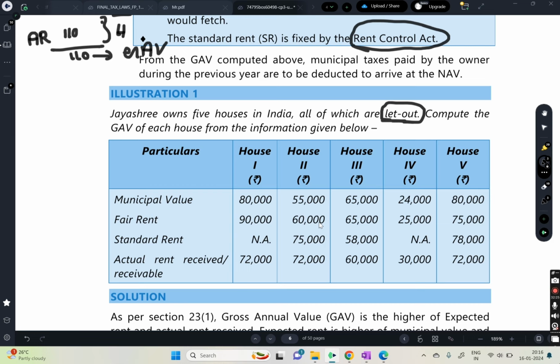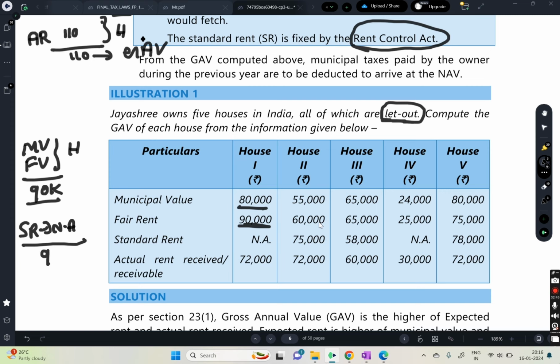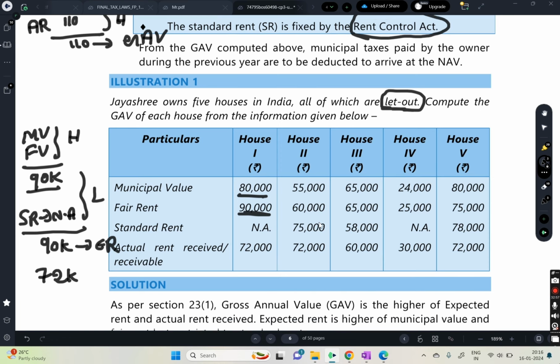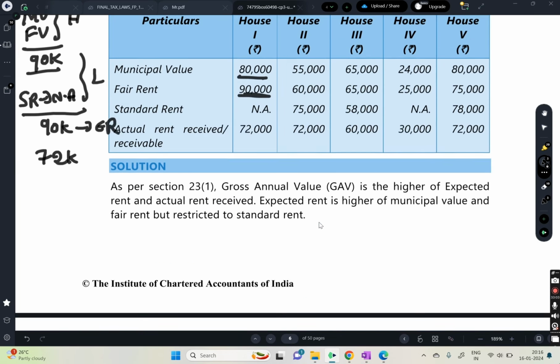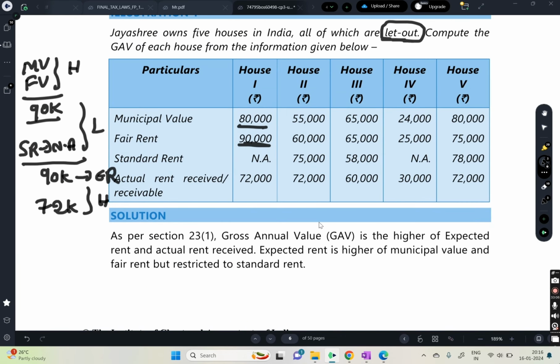So what is our thing? Municipal value or fair value, whichever is higher: high, low, high. So here 80,000 and 90,000, whichever is higher, 90,000 is higher. Then compare with the standard rent. Here standard rent is not applicable, so we will take the same 90,000. We have to take whichever is lower, but as standard rent is not applicable, we take the same 90,000, which is expected rent. Then we compare with the actual rent received or receivable. Finally you get whichever is higher, which is 90,000.